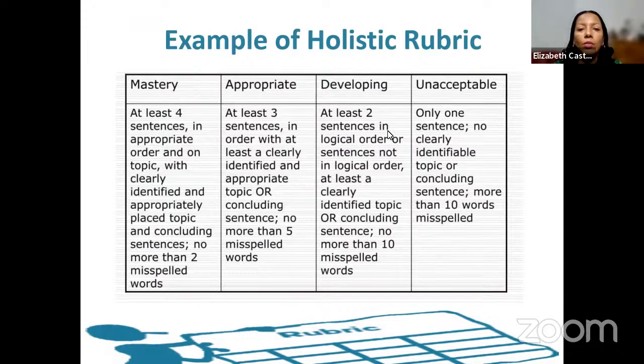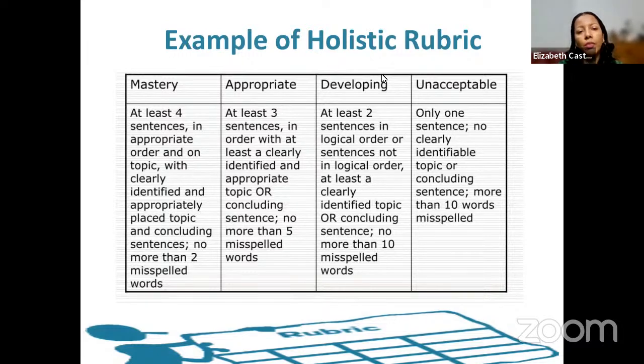Another example of holistic rubric can be very, very general like this: mastery, appropriate, developing, and unacceptable. So from the highest to the lowest. To get mastery, you get 4 points. It says at least 4 sentences in appropriate order on topic, with clearly identified and appropriately placed topic and concluding sentences. No more than 2 misspelled words. So imagine, the person that has 3 mistakes in spelling goes to the lower area, appropriate. Maybe you give 4 points or 5 points to the mastery, depending on the total amount of points that you give to the activity.